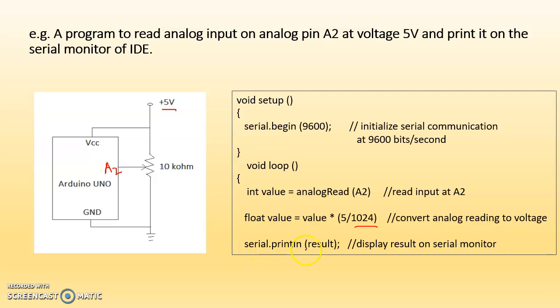And Serial println result, so it will display the result on the serial monitor. The serial monitor, as we know, is inbuilt in the Arduino software IDE, so we can see the result on the serial monitor. As we change this 10 kilo ohm resistor, it will change the output, and that we can see on the serial monitor. So this is the program of analog input reading.